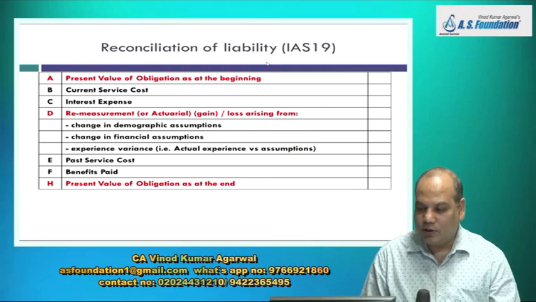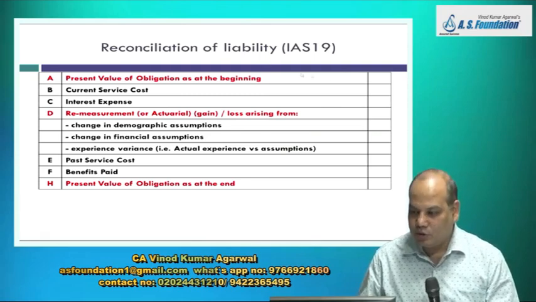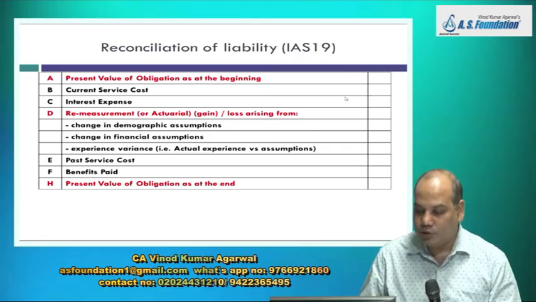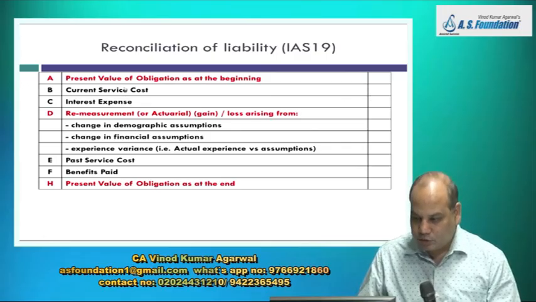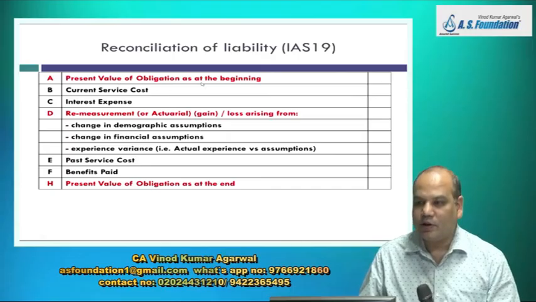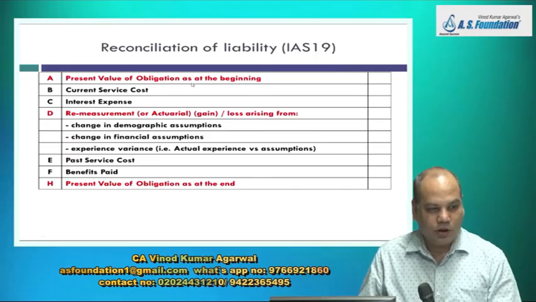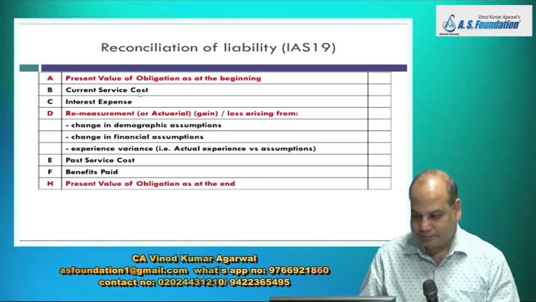So reconciliation of liability will be presented like this in your notes, and this is useful for you also in the exam. You will have first present value of obligation as at the beginning. You can write opening balance. Then you will add current service cost. Add interest cost, interest expense. Here interest expense will be only on the obligation, not on the asset. Asset will be shown in second chart.